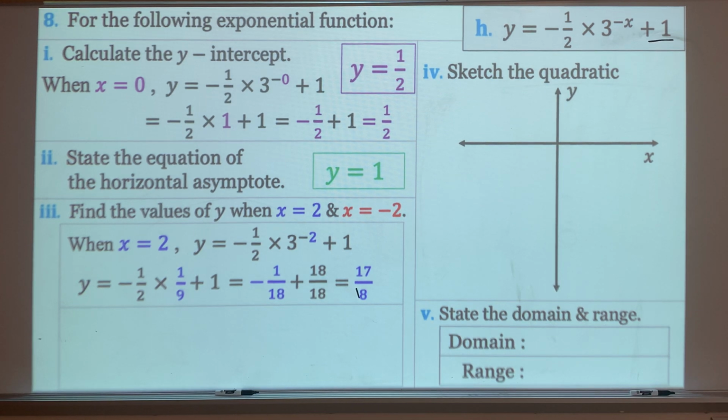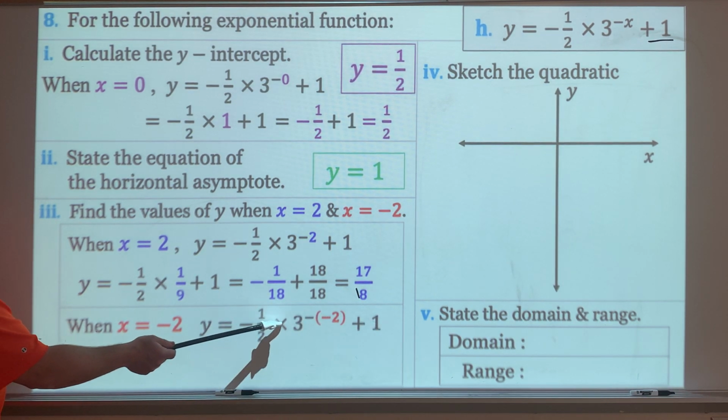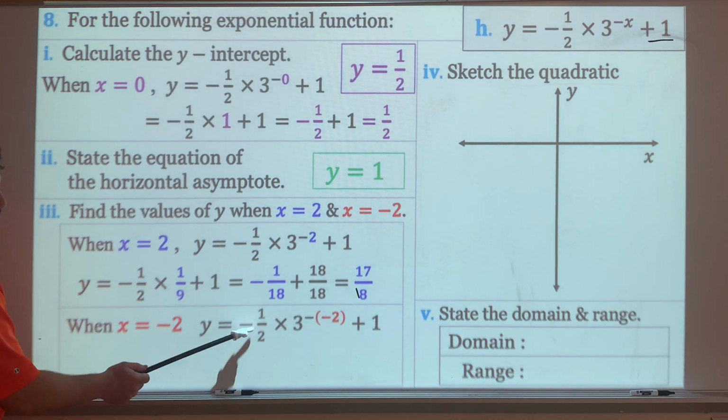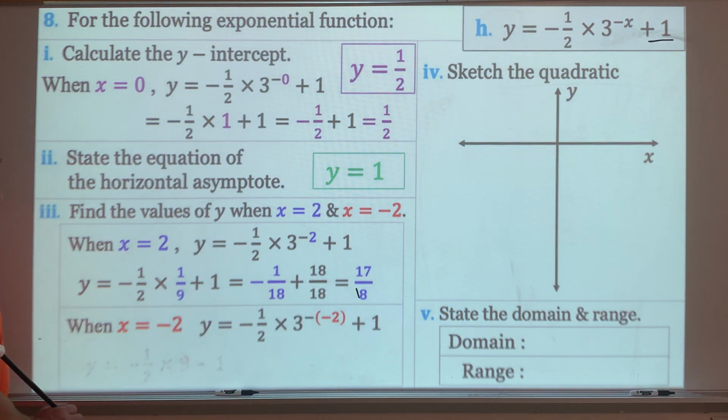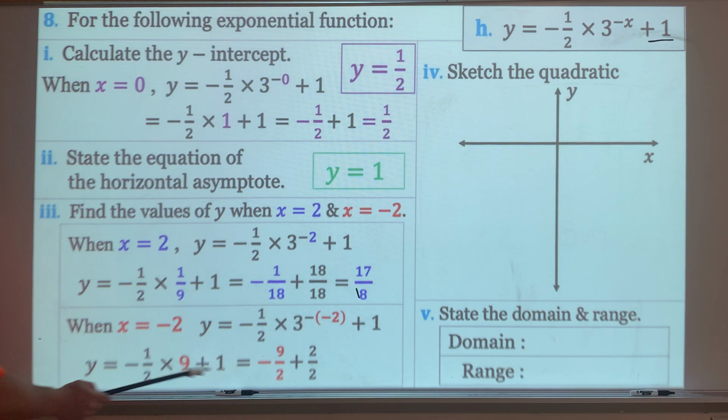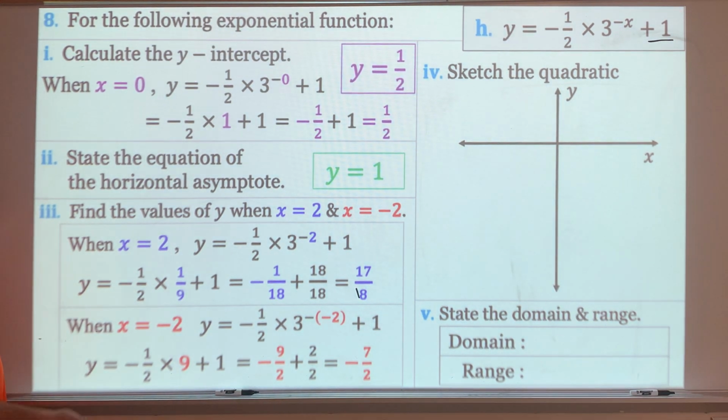All right, you should be done with the next one too. The next is negative 2. Negative 1/2 times 3 to the negative negative 2. Negative 1/2 times 3 squared, which is 9. Negative 9 over 2 plus 1, so negative 9 over 2 plus 2 over 2 is negative 7/2. Also, negative 3 1/2. Okay?